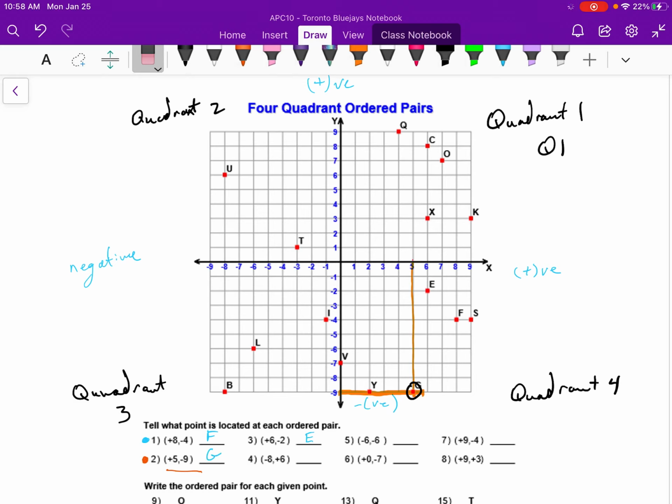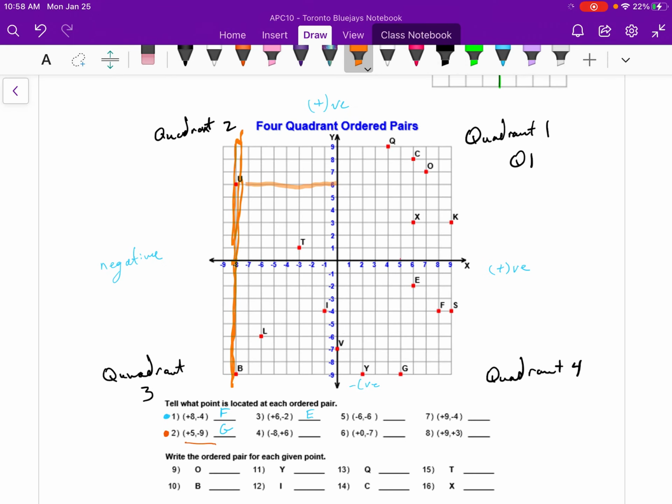All right, so I don't have to count. I can just look at the intersection of the grid. Now, if I move on to number 4, I'm going to look where x is negative 8, y is 6. So x is negative 8 all along this line. Y is 6 along this line. So that uniquely identifies U. Now notice those two lines intersect exactly at one point.